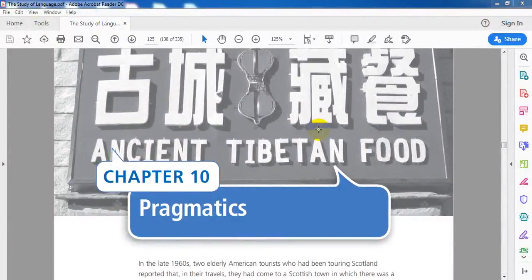This chapter, as you can see, is entitled Pragmatics. With this chapter, we are expected to be familiar and acquainted with some particular concepts, notions, as well as items that are related to the study of language. To start with, we have some objectives, for example, pragmatics. What is pragmatics? I mean the definition of pragmatics.